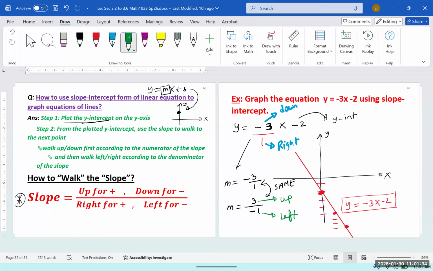So if this is your y-intercept, you can walk in the reverse direction. You can go 3 units up. So 1, 2, 3 units up, and then 1 unit left. And then you can do more. 1, 2, 3 units up, and then 1 unit left. So you can go forward, you can go backward from your y-intercept based on your sign on the numerator and denominator.